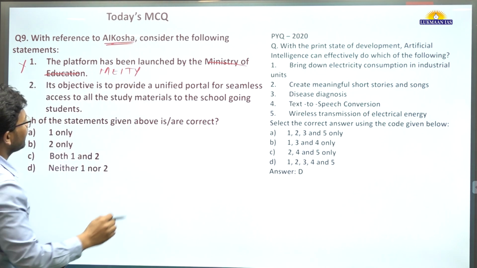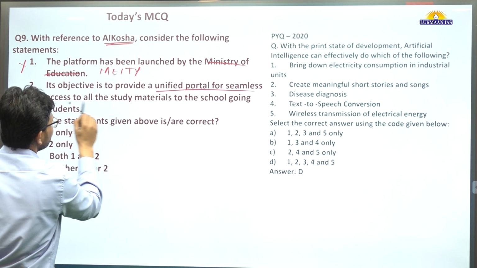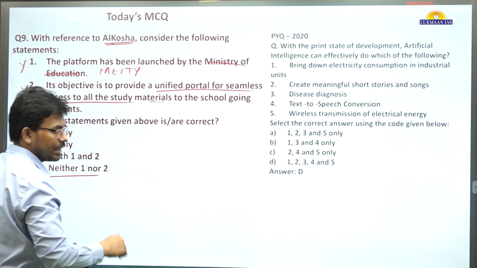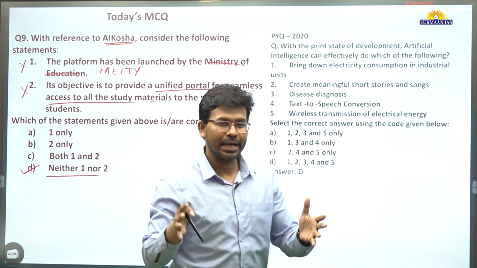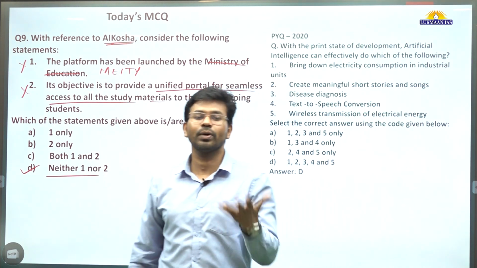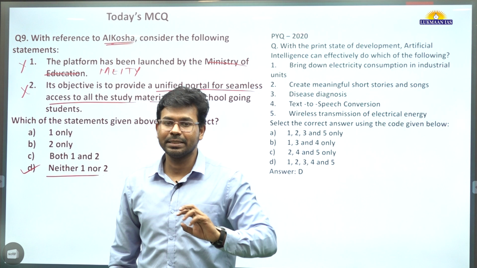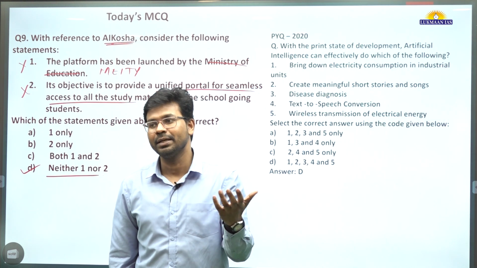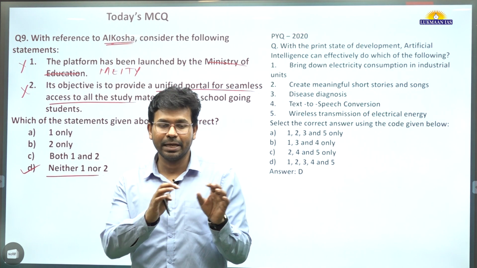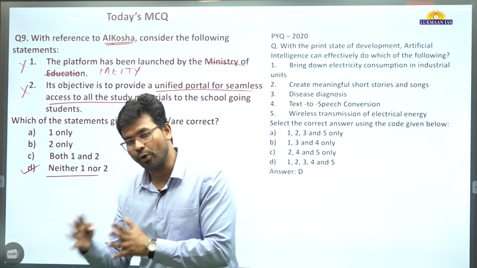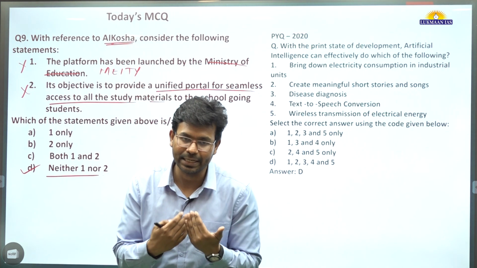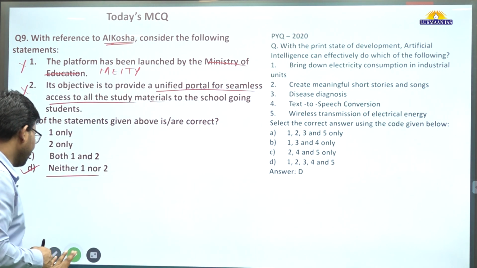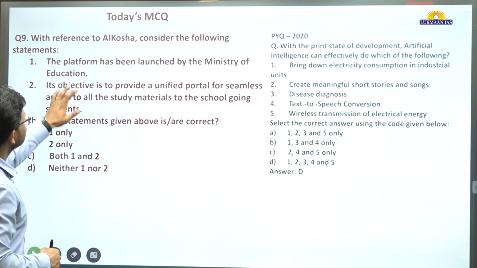Its objective is to provide a unified portal for seamless access to all study materials. No, it's not related to study materials. Basically here, the government of India is going to upload base AI models, knowledge repositories, documentaries, many things that will be beneficial for normal Indian citizens to create AI related applications, taking the help of AI Kosh. So both these statements are incorrect.